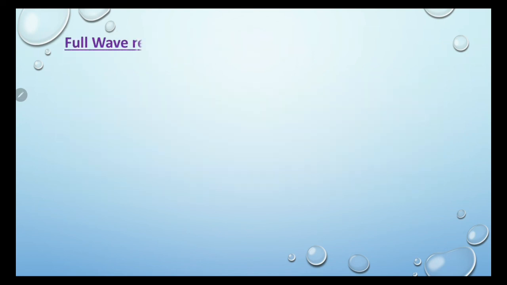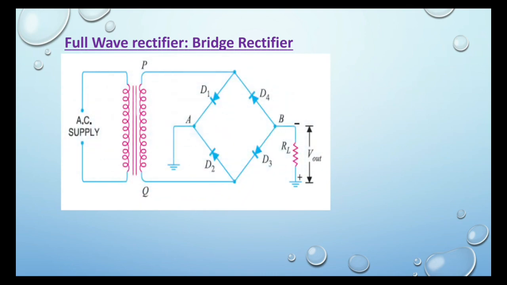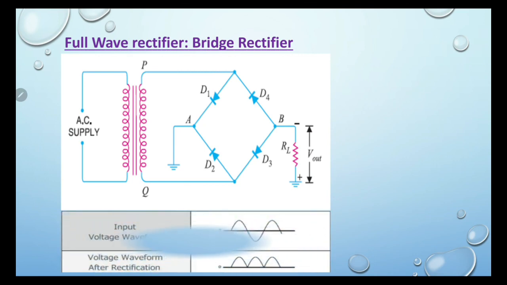Now coming to the full wave rectifier. In your syllabus this is the bridge rectifier, and this is very important. The circuit representation of the bridge rectifier is this. Four diodes are used here. This is the AC supply, this is the transformer, and you get the output voltage across the load resistance. This is the input voltage waveform, alternating current AC, which is applied here, and after the rectification you get the voltage output in this form.